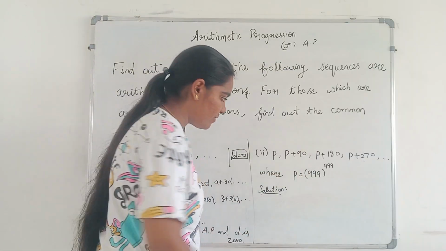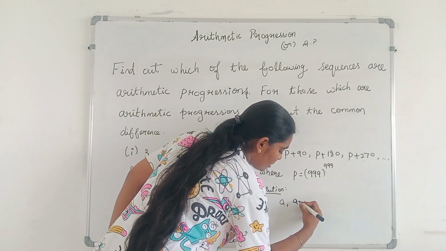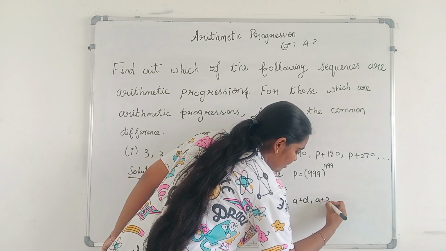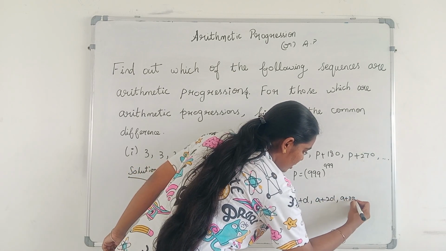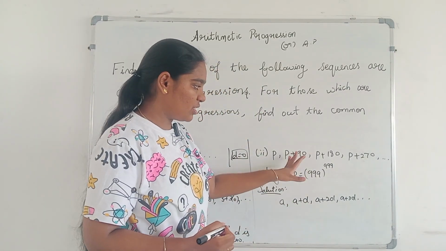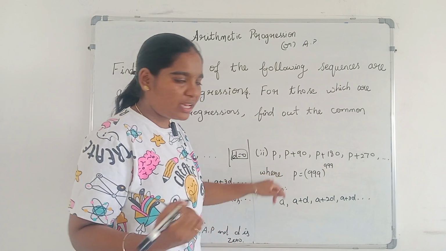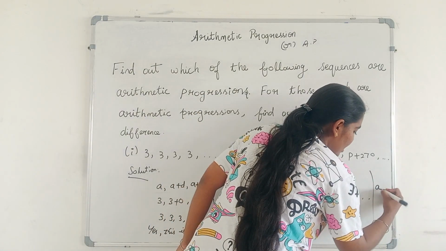The next sequence has been given. As usual, we have to write the AP: a, comma, a plus d, comma, a plus 2d, comma, a plus 3d, and so on. We can compare this with the given sequence. Here the first term is a, and here the first term is p. So the value of the first term is a equals p.